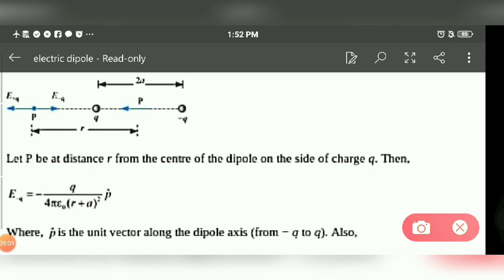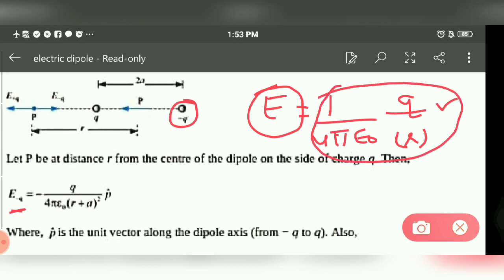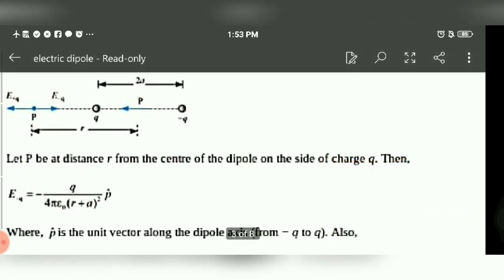Now next, we are going to first find the field due to the positive and the negative charge. So this is E negative, meaning the field due to this negative charge. As we know, the formula of field due to a point charge is 1 by 4 pi epsilon naught, charge upon distance squared. This is the formula of electric field due to a point charge.